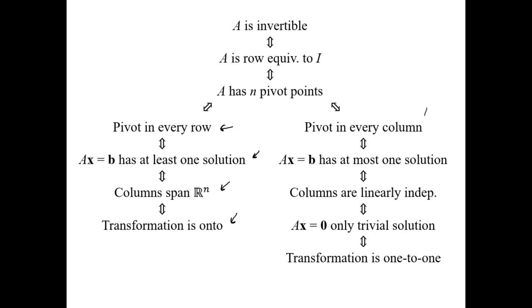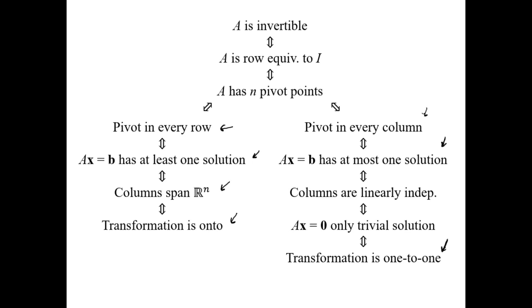If there is a pivot in every column, now we said there's at most one solution, right? If there's a pivot in every column, that means that there are no free variables. So we're going to get no more than one solution. The columns are linearly independent, again, because there's a pivot in every column. Ax equals 0 has only the trivial solution. And if there's at most one solution, that's what we called one-to-one, right? If we map to B, that mapping was unique.